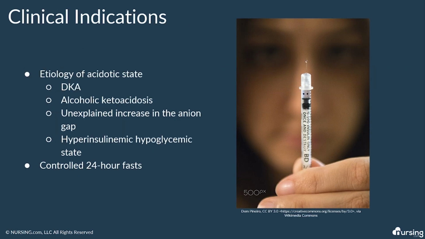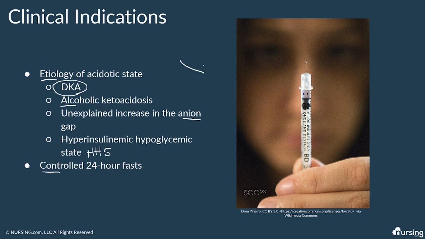Some clinical indications for drawing this lab are to find out why a patient is in an acidotic state. So someone may show up with diabetic ketoacidosis or alcoholic ketoacidosis. It can also be drawn in the case of an increase in the anion gap, or with hyperosmolar hyperglycemic state, HHS. We'll also see it drawn in controlled 24-hour fasts.